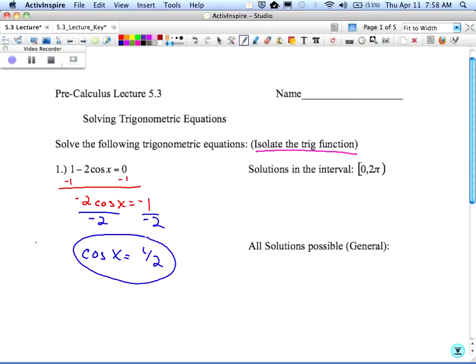Where on the unit circle is your cosine 1/2? Pi over 3. And? 5 pi over 3. If you look at pi over 3 or 5 pi over 3, that is 60 degrees or 300 degrees. Keep in mind that interval right there.